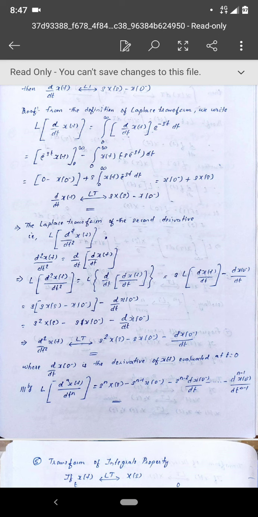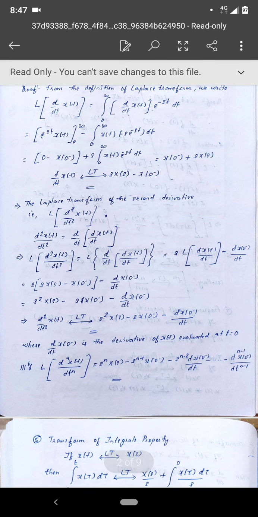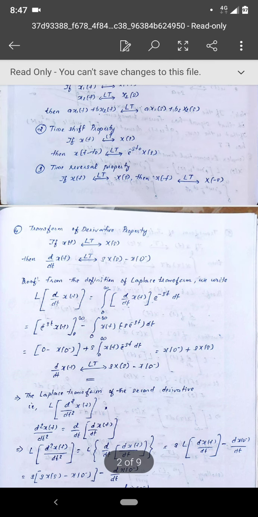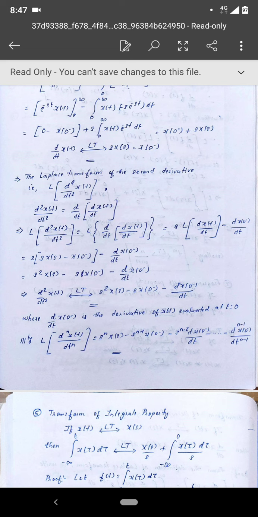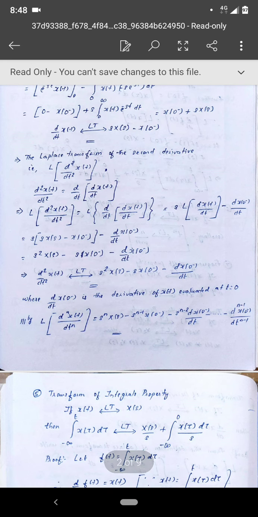So we can apply the derivative property. Initially, when we derived the derivative property, the signal was x of t. Here we take d by dt of x of t as the signal, and for that we find the Laplace transform. Applying the derivative property, it is s times the Laplace transform of dx by dt minus dx by dt of x of 0 minus, because that is the initial value. Then we apply the result for the Laplace transform of dx by dt, that is s times X of s minus x of 0 minus, minus d by dt of x of 0 minus. I hope that is very clear, because we are applying the previous result here.